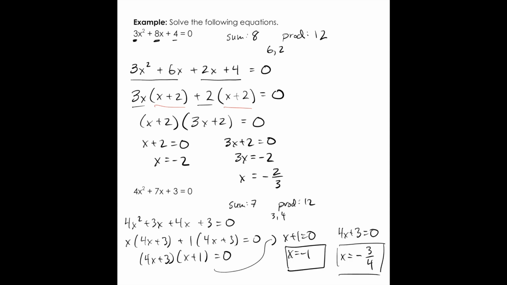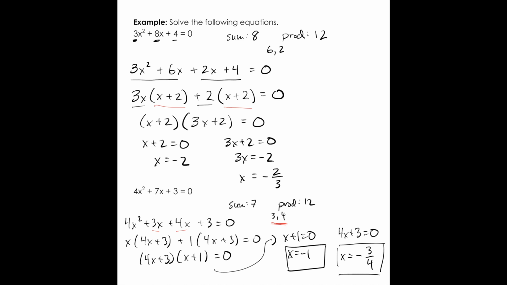Okay, so here's the solution to that one. I found my sum product numbers were 3 and 4, and I wrote them as 3x plus 4x. Now you could have written that as 4x plus 3x, and your question would have been different, but you would still have the same answer.